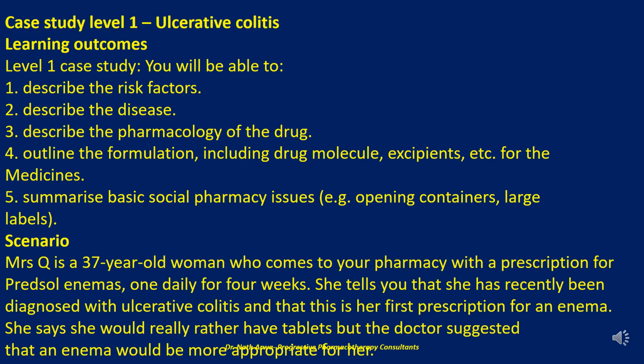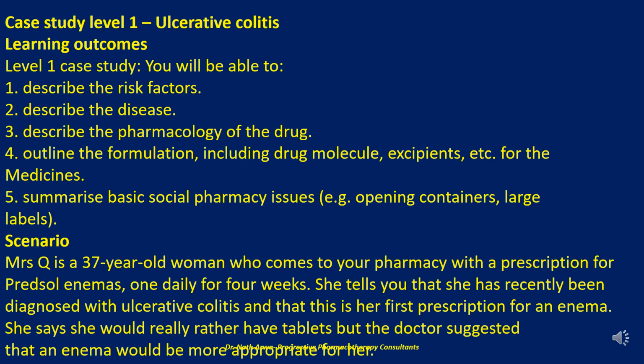1. Describe the risk factors. 2. Describe the disease. 3. Describe the pharmacology of the drug. 4. Outline the formulation, including drug molecule, excipients, etc. for the medicines. 5. Summarize basic social pharmacy issues, e.g. opening containers, large labels. Let's briefly look at a clinical scenario.